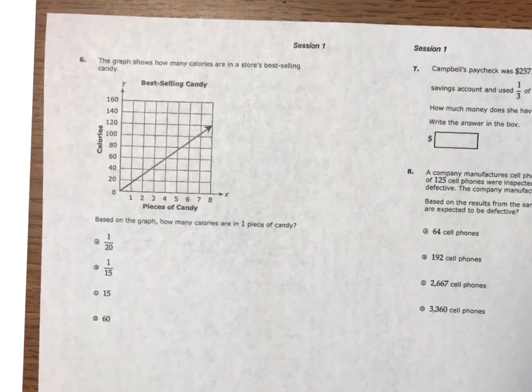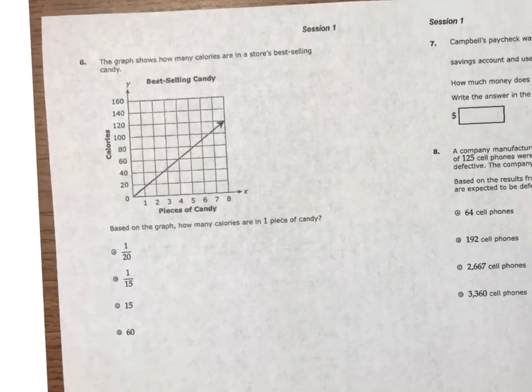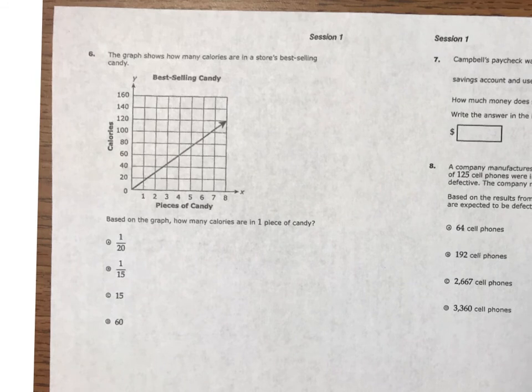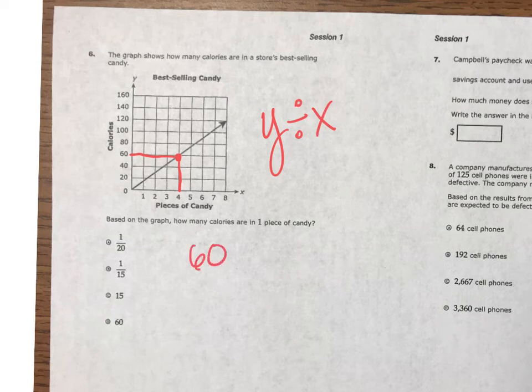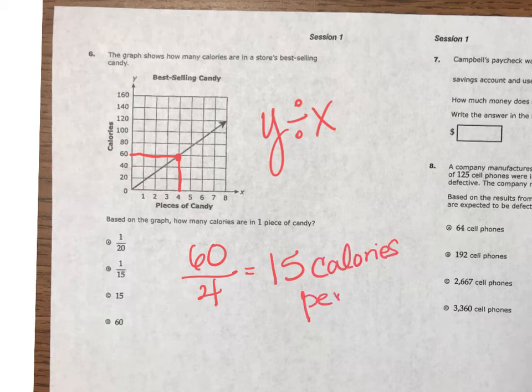All right, number 6 gives you a graph of candy and how many calories are in it. Based on the graph, how many calories are in one piece of candy? So I'm going to go right here, and it says that 60 calories are in 4 pieces of candy. So we're going to do Y divided by X. 60 calories in 4 pieces would be 15 calories per piece. So 1 piece of candy has 15 calories.